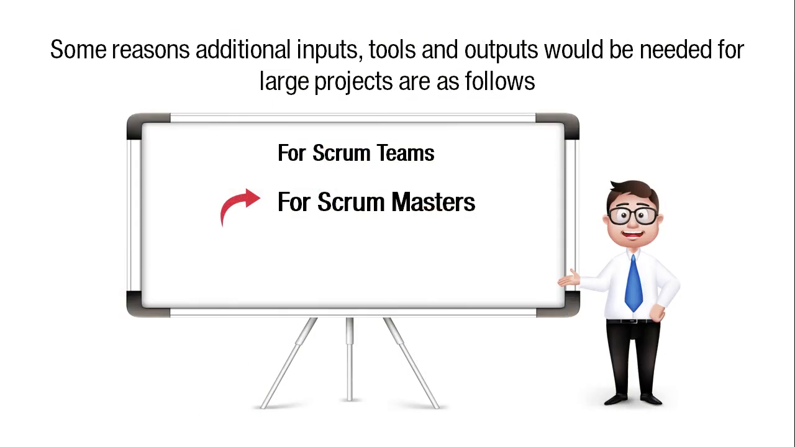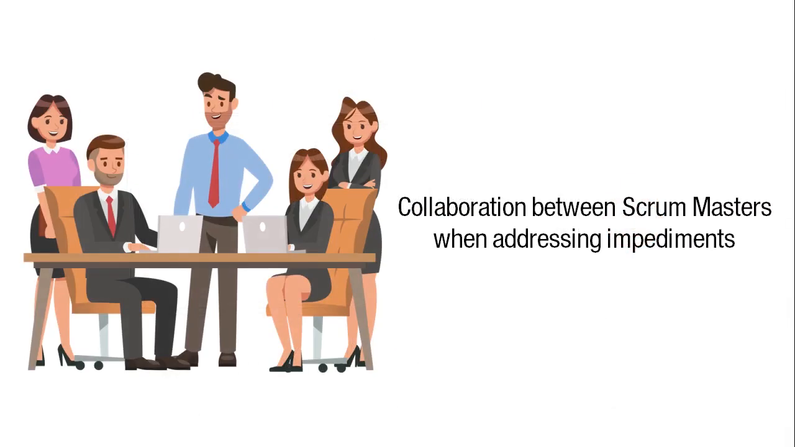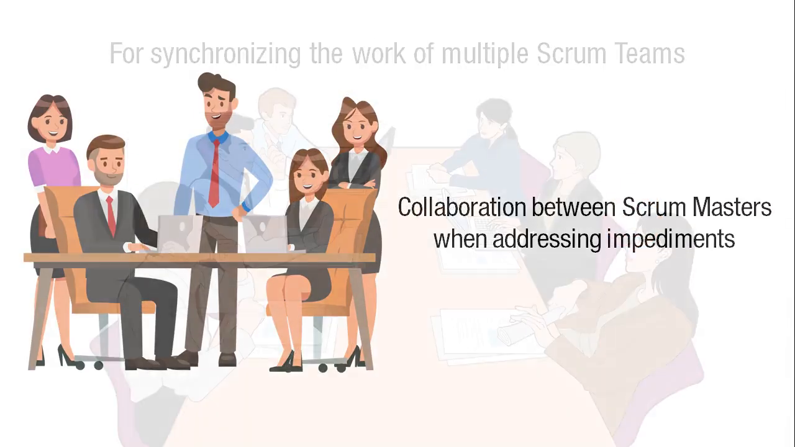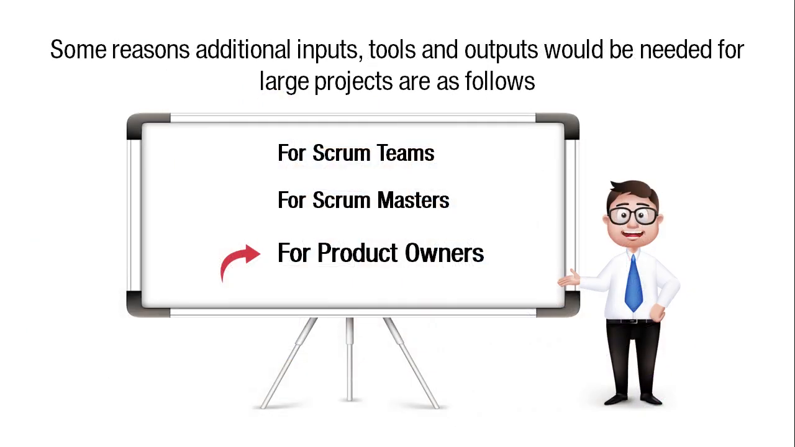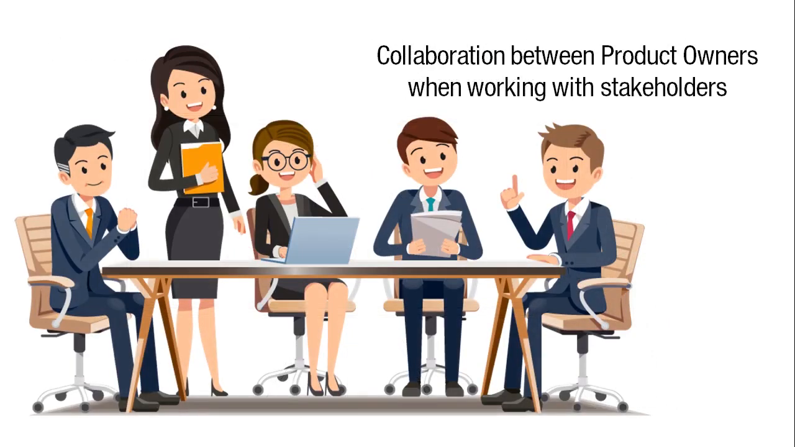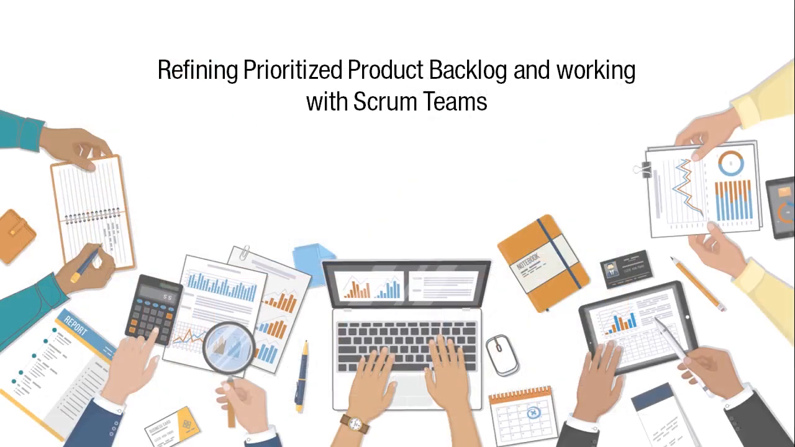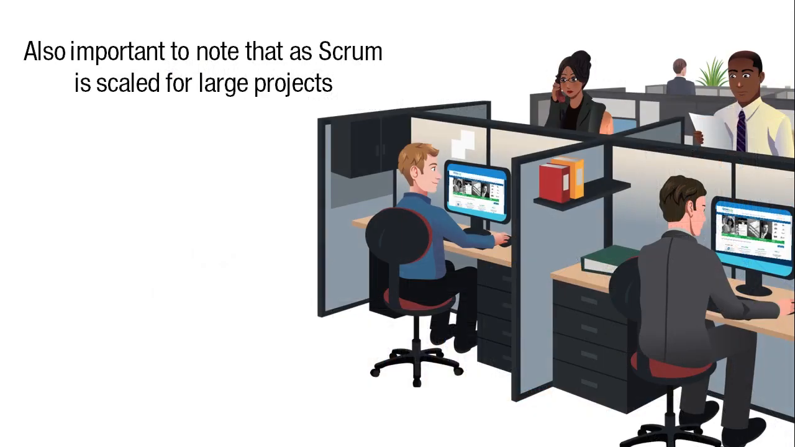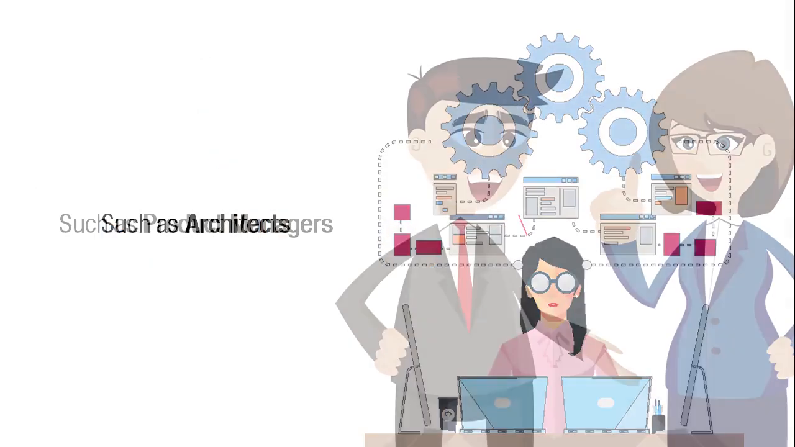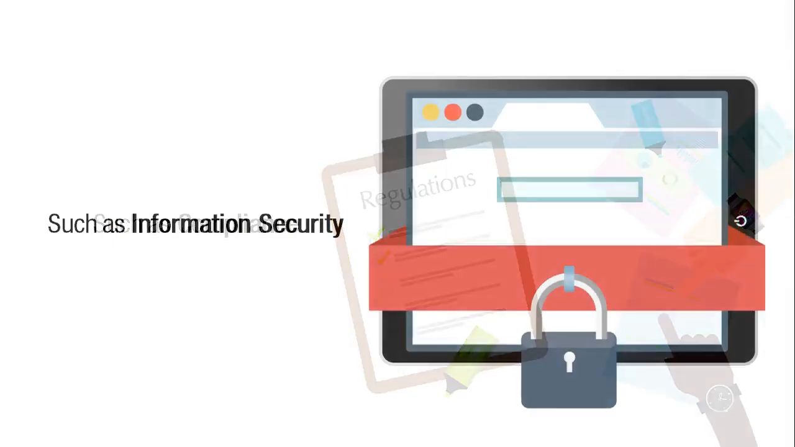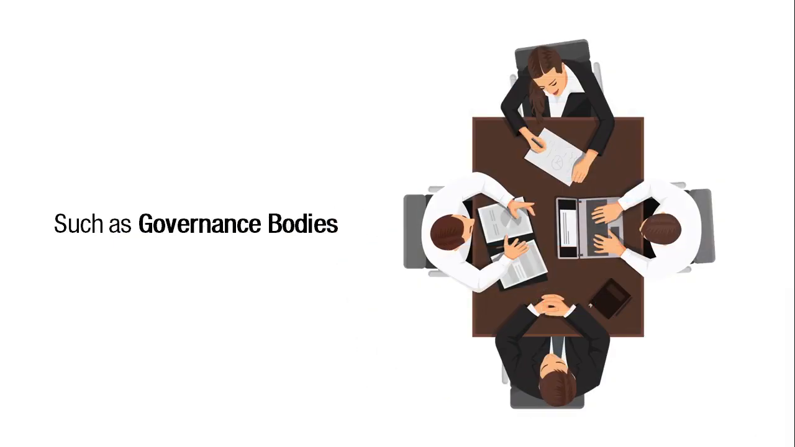For Scrum masters, need for collaboration between Scrum masters when addressing impediments and for synchronizing the work of the multiple Scrum teams. For product owners, need for collaboration between product owners when working with business stakeholders, refining the prioritized product backlog, and working with Scrum teams. It is also important to note that as Scrum is scaled for large projects, additional supporting services may be needed, such as architects, product managers, compliance, information security, governance bodies, etc.